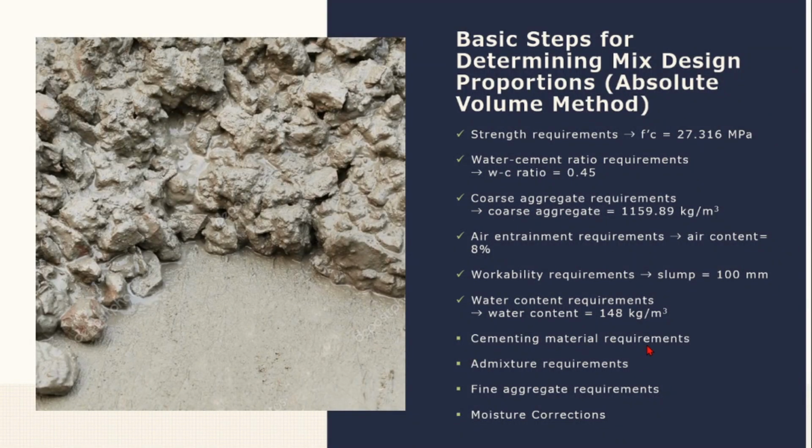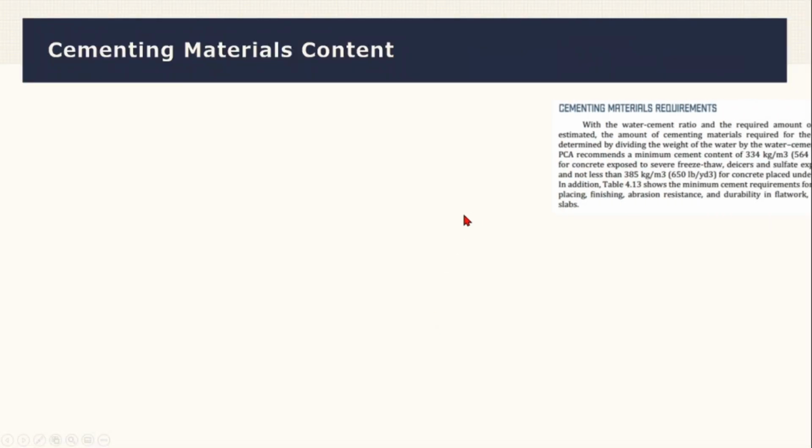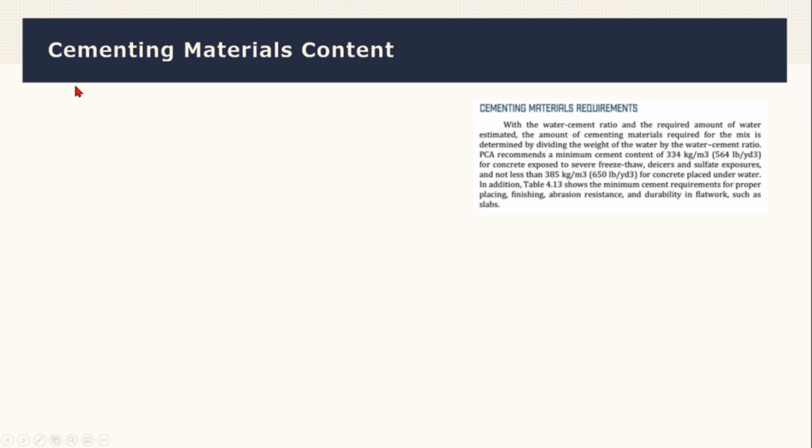Next is cementing material requirements. Actually, in this step, we are just going to calculate the quantity of cement that we are going to use in the concrete mixture. Since we already have the water-cement ratio of 0.45 and the water content of 148 kg per cubic meter, we just have to divide the water by the water-cement ratio and that will give us the cement of 328.889 kg per cubic meter.